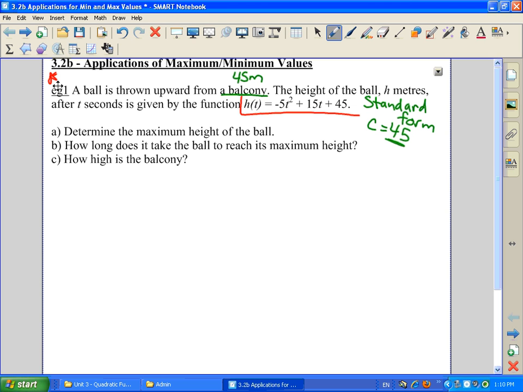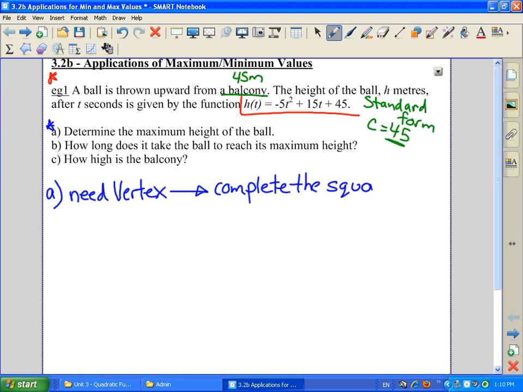So let's take a look at question A. Question A, determine the maximum height of the ball. So just remember, for question A, in order to have maximum height, we need either the vertex or we need the y part of the vertex, your optimal value. And in order to do that, ladies and gentlemen, what do we need to do? We need to complete the square. Okay, so let's do that.